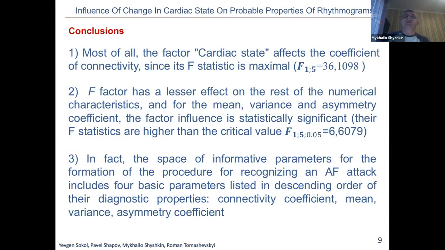And finally, conclusions. Most of all, the factor cardiac state affects the connectivity coefficient, since its F statistic is maximal, equal to almost 36. The F factor has a lesser effect on the rest of the numerical characteristics. For the mean, variance and asymmetry coefficient, the factor influence is statistically significant, as the statistics are higher than the critical value. And third, in fact, the space of informative parameters for the procedure of recognizing an atrial fibrillation attack includes four basic parameters, listed in descending order of their diagnostic properties: the connectivity coefficient first, and then mean, variance and asymmetry coefficient. That's all. Thank you for your attention.